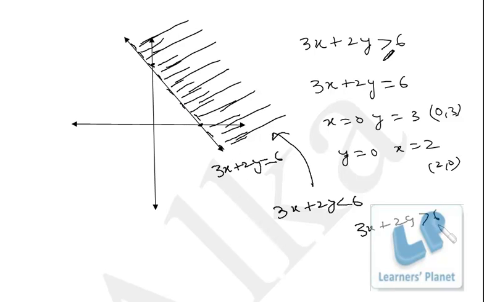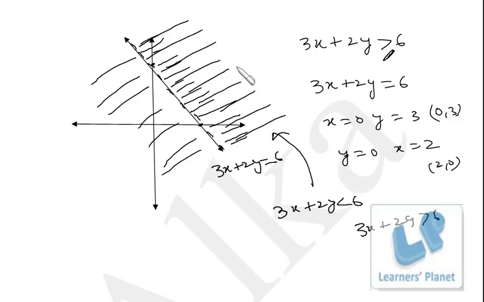Okay, and if the line is included, suppose it is 3x plus 2y is greater than or equal to 6, then this line is included. In that case we draw a solid line. So above this line 3x plus 2y will be greater than 6, below this line 3x plus 2y will be less than 6. On this line 3x plus 2y is equal to 6. Now it depends upon the question whether it is greater than or equal to, or only greater than, or less than or equal to, or less than, right?